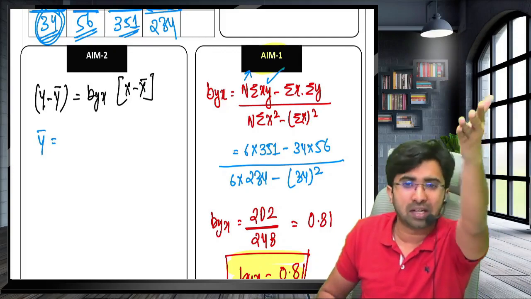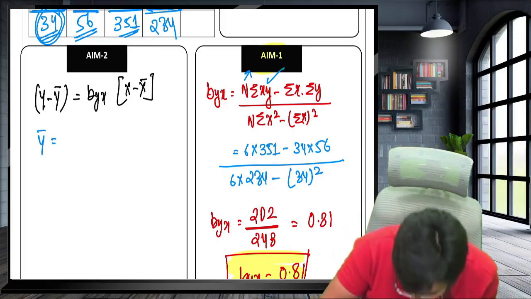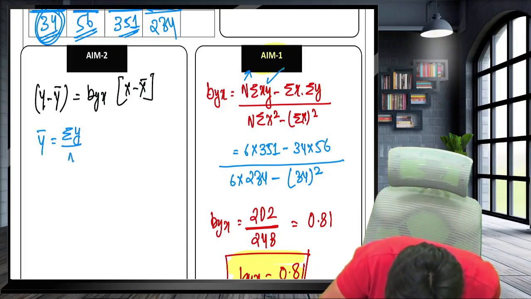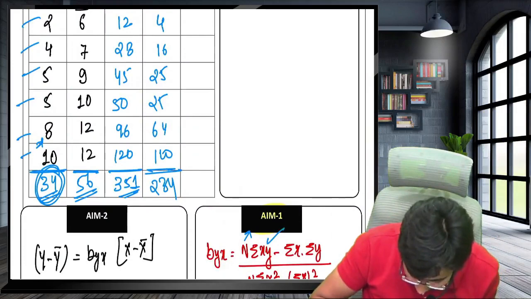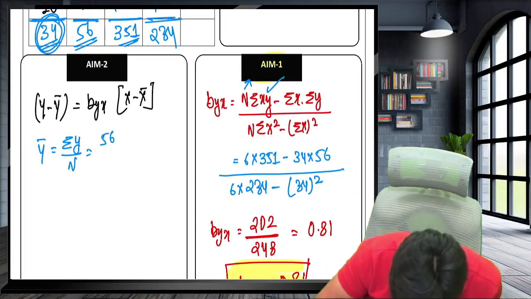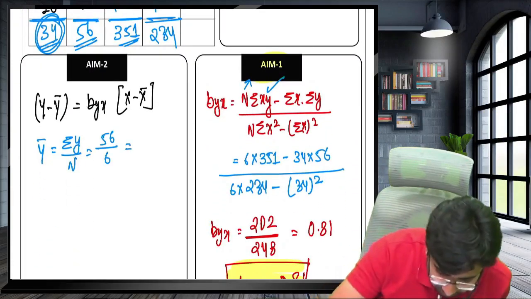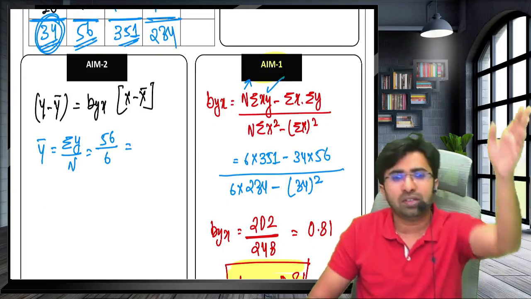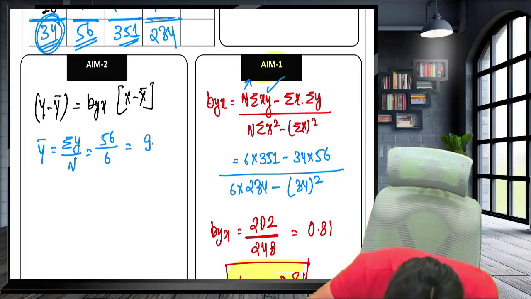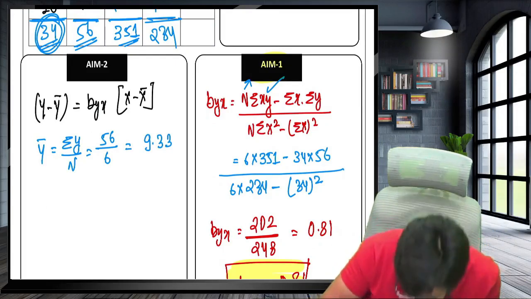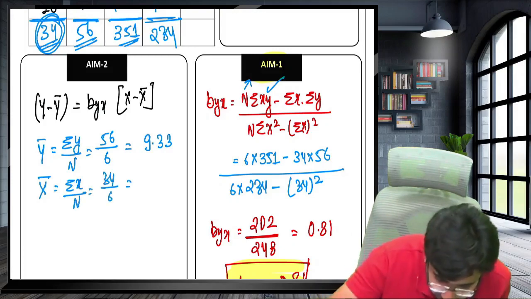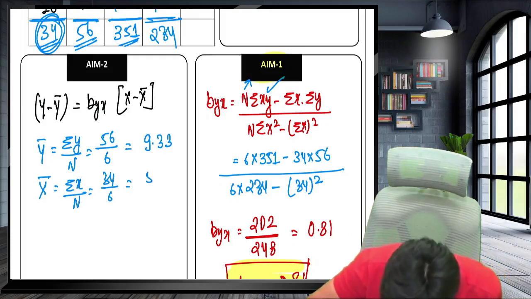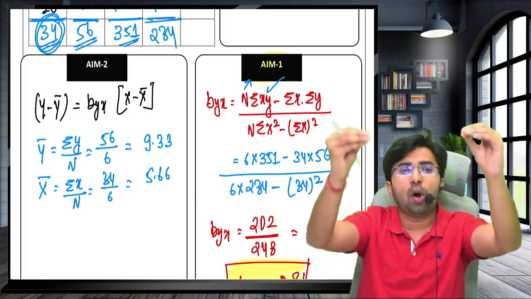Guys, in measures of central tendency, I have taught you y bar is summation of y divided by n, the sum of all the observations of y divided by n. What is summation of y? Guys, it is 56 divided by the number of observations 6. 56 divided by 6 is 9.3333. Yes, I am taking 9.33. Guys, can you compute x bar? Sir, summation x divided by n, 34 divided by 6, 5.66. Okay. Sir, now you are having all the things that you want.